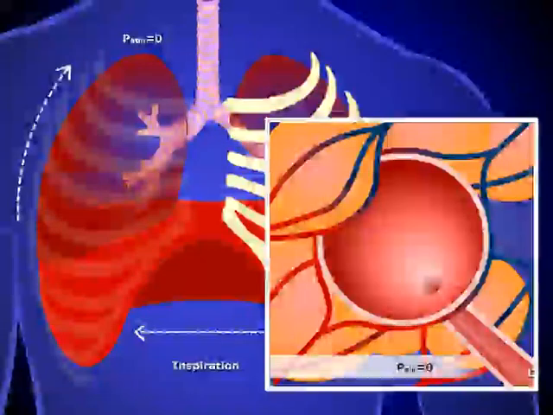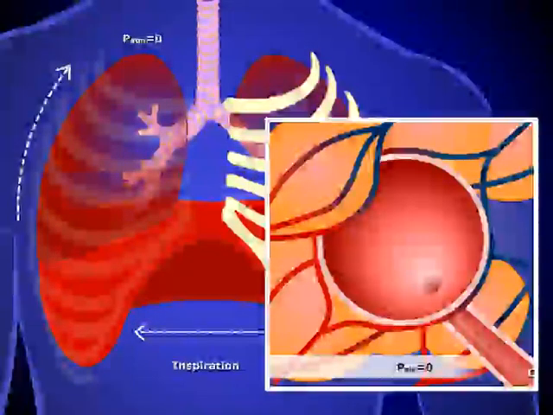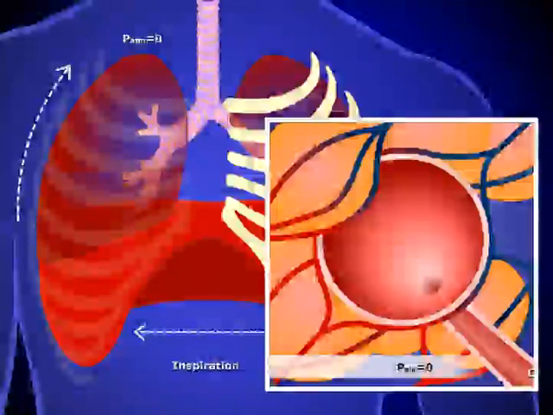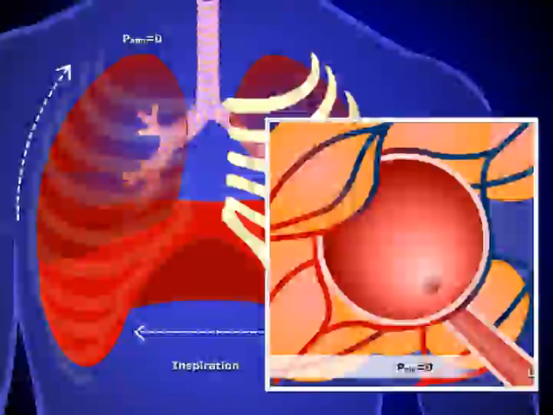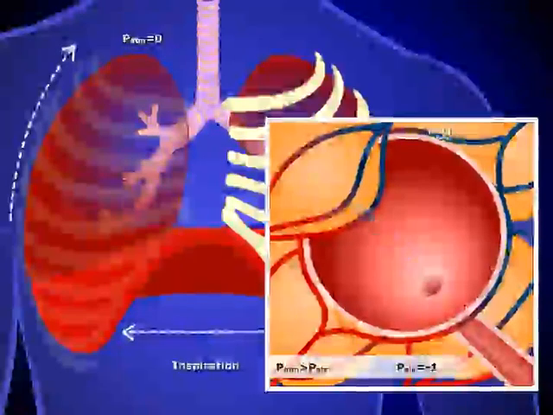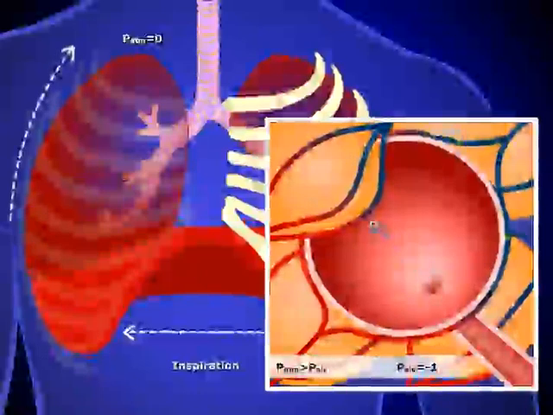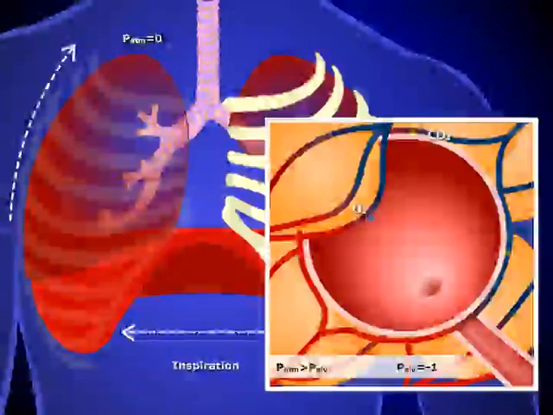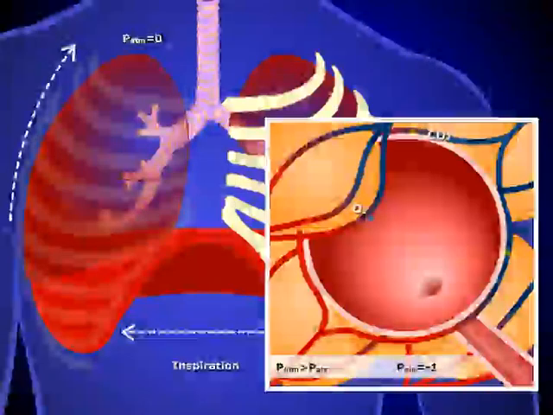Before inspiration, alveolar pressure is equal to the atmospheric pressure, which is 0. At this point, there is no movement of air in or out of the lungs. During inspiration, the diaphragm and the intercostal muscles contract, increasing thoracic volume. As the lungs expand, alveolar volume increases, and alveolar pressure decreases.